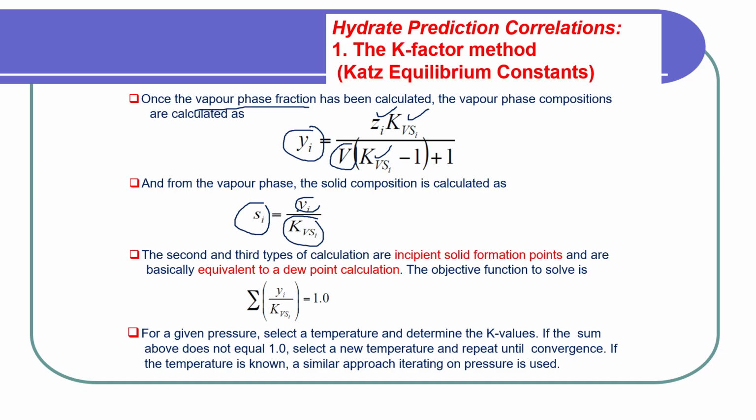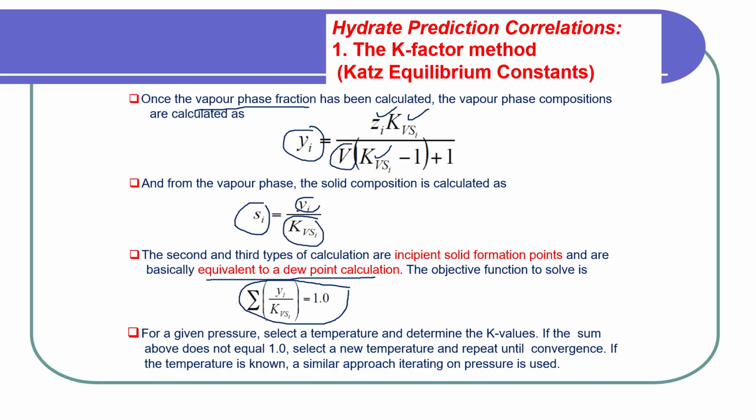And then from that point, you start to calculate the second type of calculation, which is again basically similar to the dew point calculation, where you set an objective function to be equal to 1 in terms of yi divided by Ki.